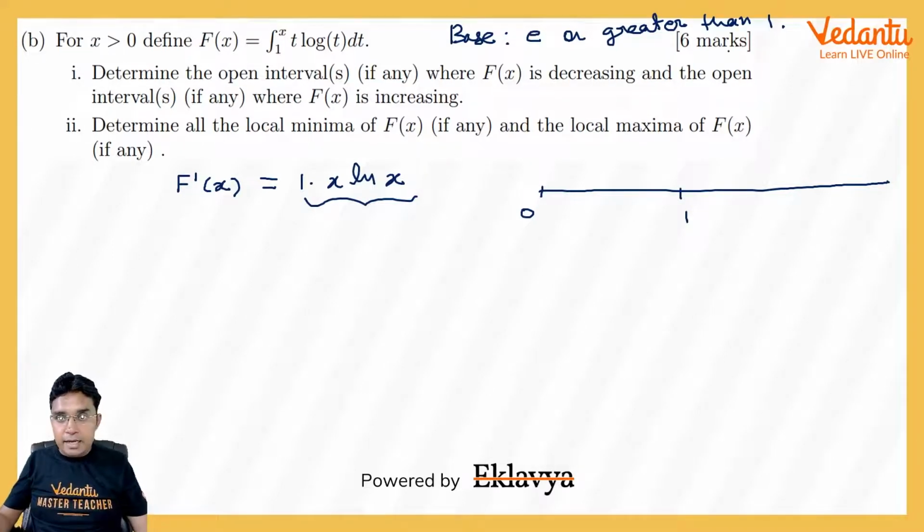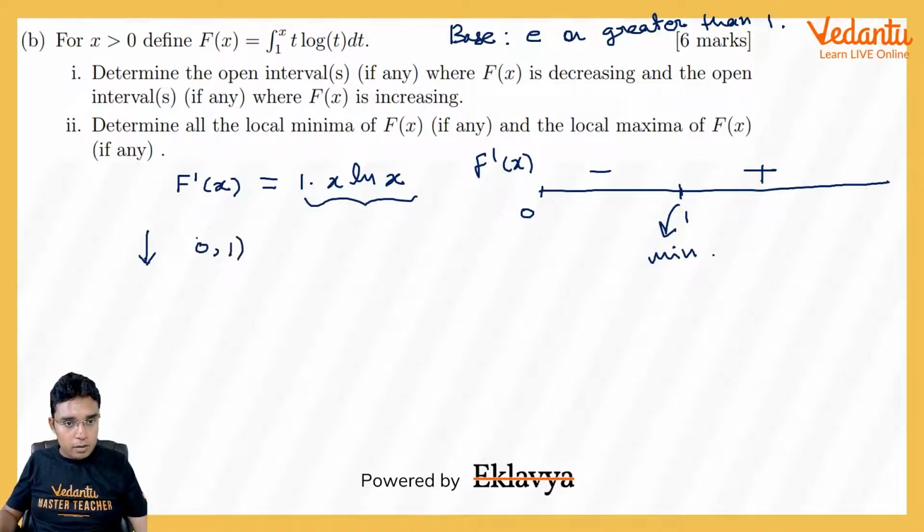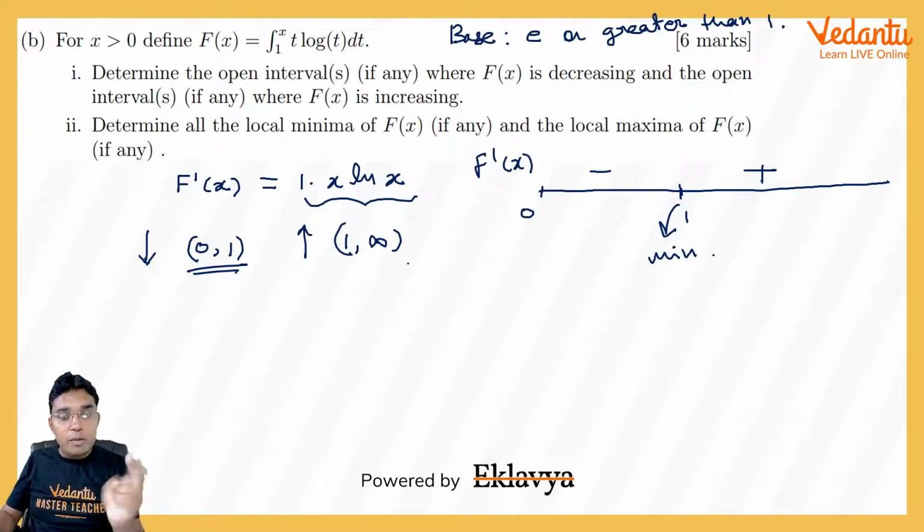Here if base is greater than 1, then here my derivative f dash x will be negative and here it will be positive, and there is a change at 1, so this will be a point of minima. Okay, so we can say this f(x) is decreasing on the interval 0 to 1, and this will be increasing for the interval 1 to infinity. I think that is what they are asking. Determine open interval or intervals for which f(x) is decreasing, so (0, 1) is the answer, and for open interval (1, infinity) it is increasing. If base will be less than 1, I think these two will become opposite.